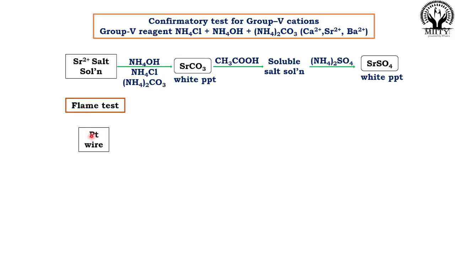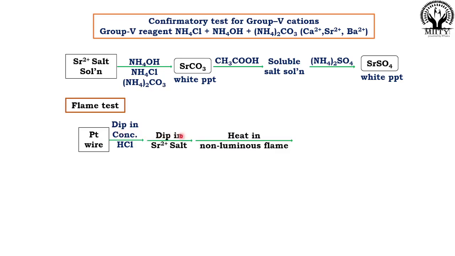In the flame test, we take the platinum wire, we heat it in the flame. After that, we dip it in the conc. HCl and dip in the strontium salt and then again heat in the non-luminous flame region. If we observe crimson red flame like this, we can say the original salt solution has strontium.